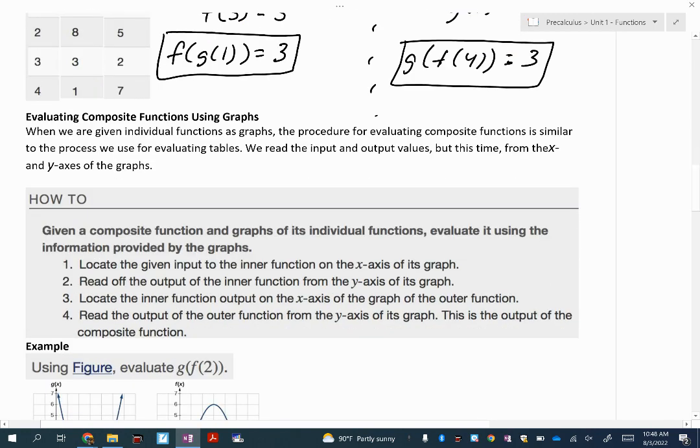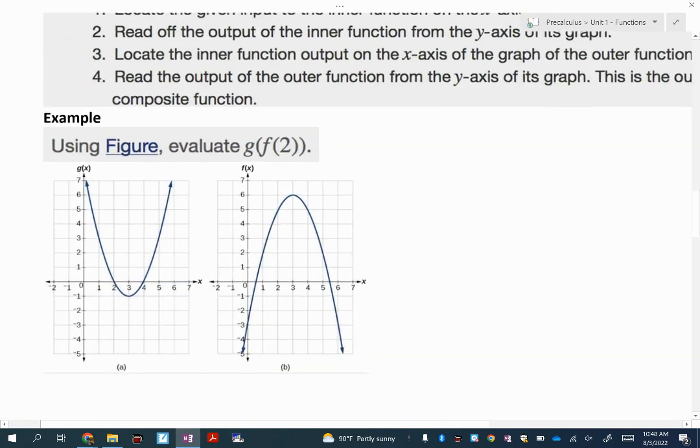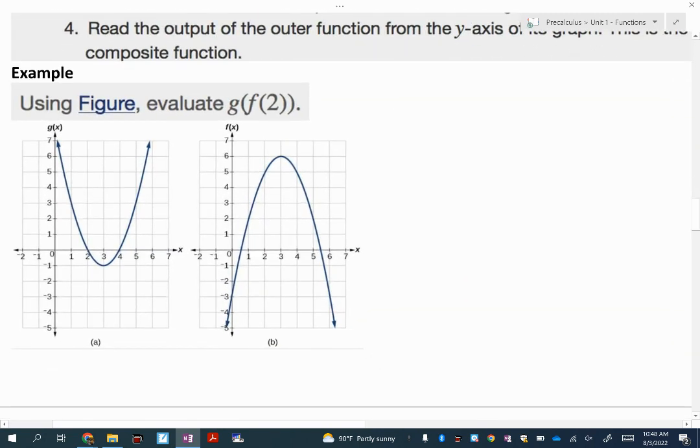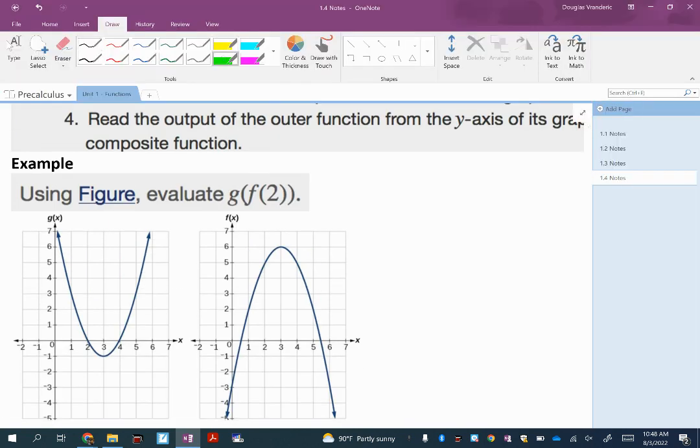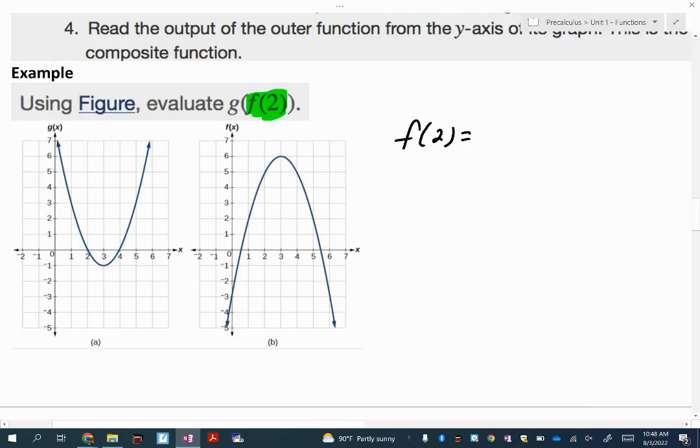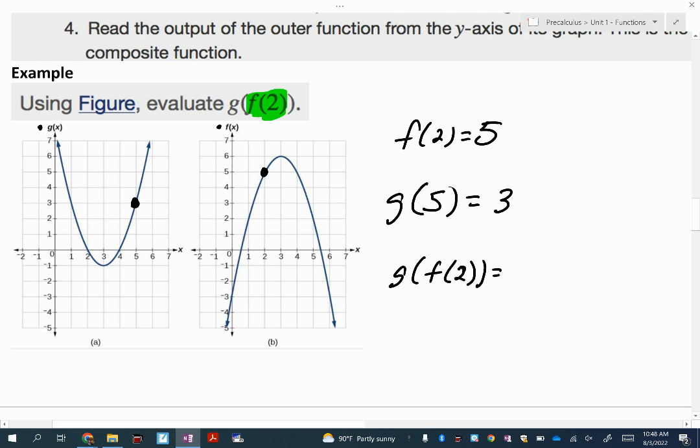All right, let's do the same idea, but this time with a graph. We want to evaluate g of f of 2. I'm going to focus right now on evaluating the inside function, which is f of 2. So this is my f of x graph here. I go to an x value of 2, and I get a y value of 5. That's not my answer, because now I need to do g of whatever I just got. My output when I plugged in 2 to the f of x function is 5. So now I go to the g of x function, go to x is 5, and find the y value of 3. So g of f of 2 is equal to 3.